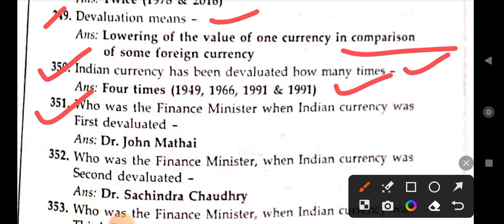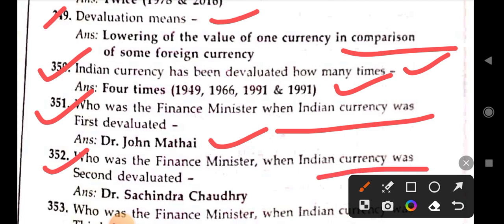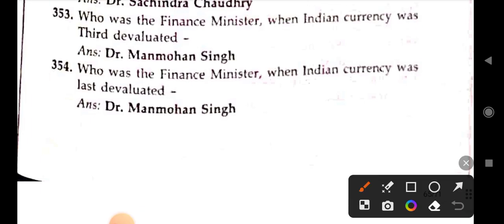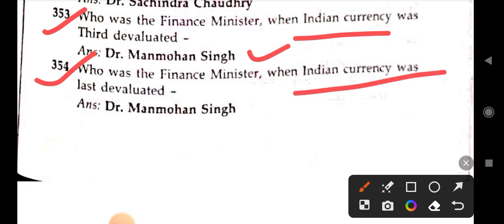Who was the finance minister when Indian currency was first devalued? John Mathai. Who was the finance minister when Indian currency was second devalued? Sachindra Chaudhary. Next, who was the finance minister when Indian currency was third devalued? Dr. Manmohan Singh. Next, who was the finance minister when Indian currency was last devalued? Dr. Manmohan Singh.